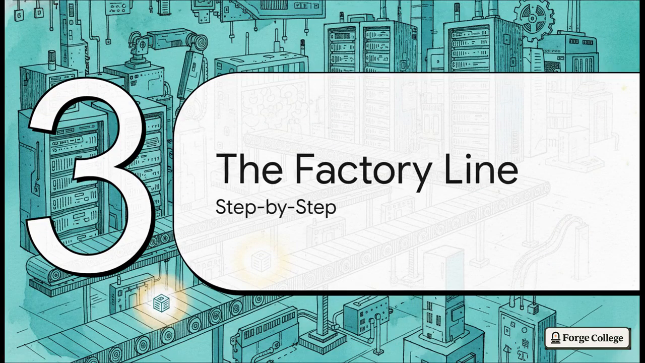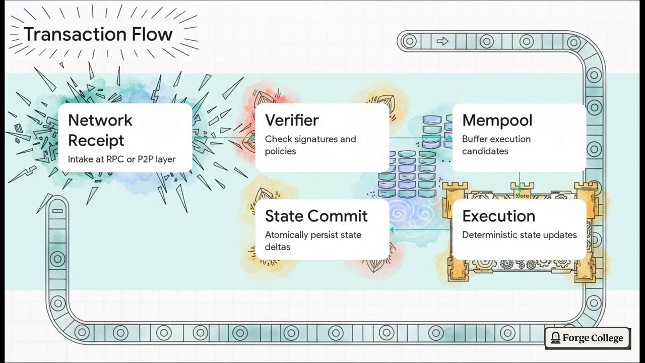All right, Part 3, the transaction factory line, step by step. Now that we know the machines, let's track a single transaction as it rides that assembly line, from the user's initial click all the way to permanent storage. It's a strictly chronological flow. Step 1, intake at the network and RPC layer. Step 2, bouncing the bad actors at the verifier. Step 3, buffering the survivors right there in the mempool. Step 4, deterministic execution. And Step 5, that final atomic commit to the state store. Just a relentless, orderly conveyor belt.